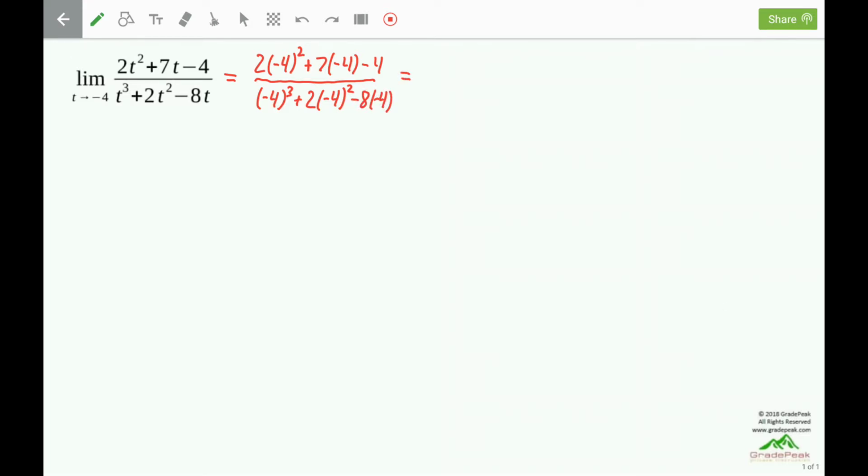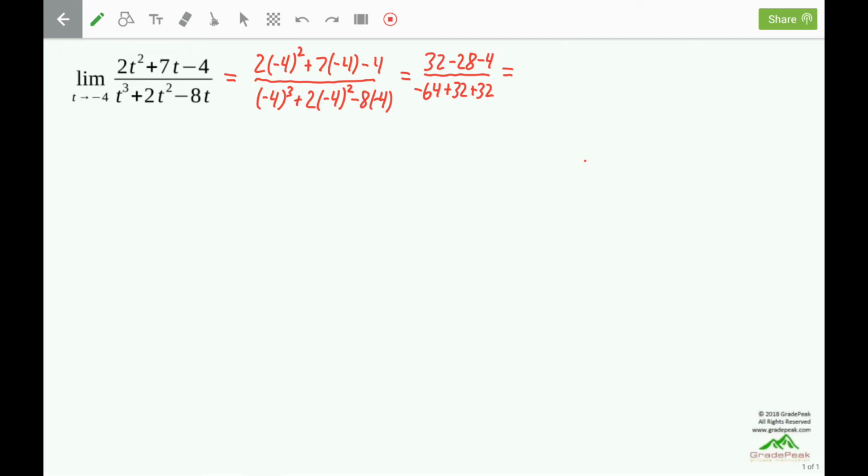In the numerator, negative 4 squared is 16 times 2 is 32. 7 times a negative 4 is a negative 28 minus 4. In the denominator, we have negative 4 cubed, which is negative 64, plus 2 times negative 4 squared, which is a 16 times the 2, so positive 32. And then negative 8 times a negative 4, which is also a positive 32.